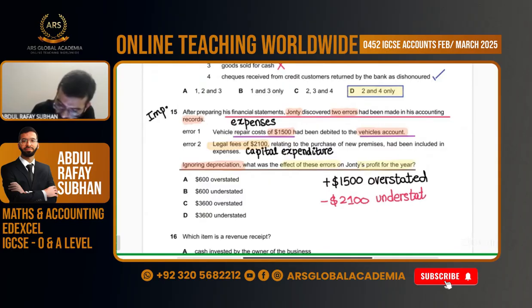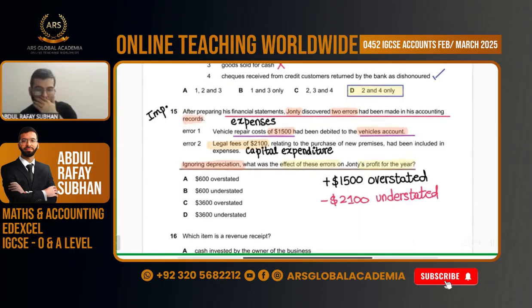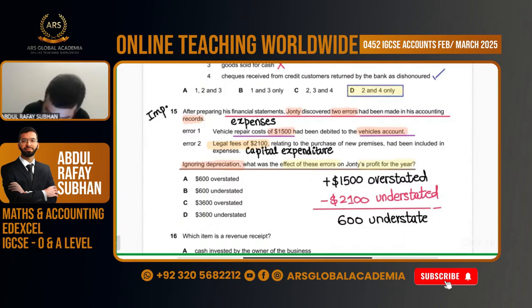So profit was overstated by 1,500, and profit is understated by 2,100. So the difference is 600. And then you can tell the examiner the difference is 600. The profit for the year is still understated by 600. I think I'll have to go with 15, option number B, that the profit is still understated by $600 because the legal fees are higher. The difference between them is $600.